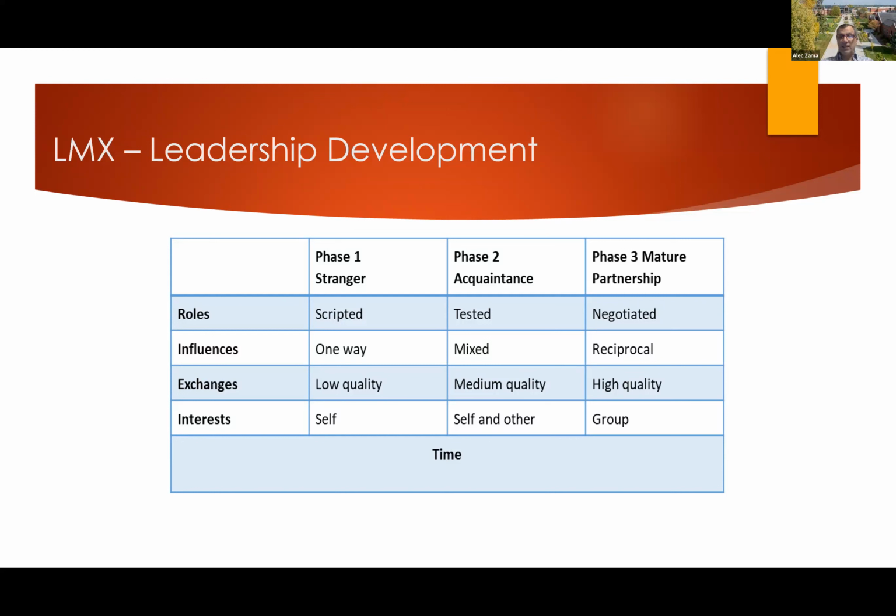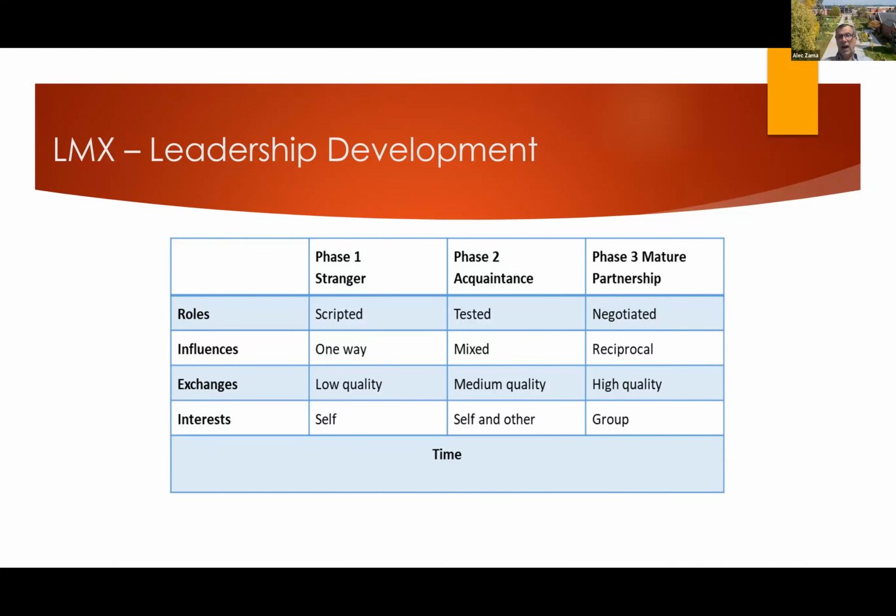The influences are mixed. Again, these initiatives can come from the leader or from the follower, and then the exchanges are medium quality, so they are better rather than in low quality in the first phase. And then the interest is on self, but also they are moving into emphasis on the outcome for the entire group. As the relationship between leaders and followers in this stage is progressing and improving, they're moving into the third phase, and that's the partnership phase.